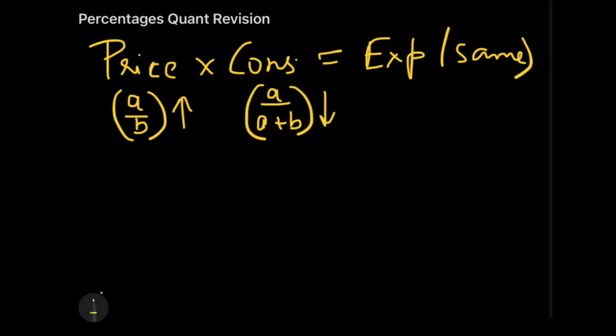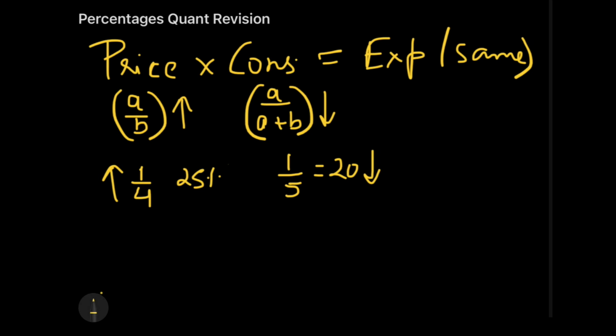For an instance, if the price increases by 1 by 4, that is 25%, then by how much should I reduce my consumption so that the expenses remain the same? A is 1 and B is 4, so that means 1 by 1 plus 4, that is 1 by 5, which is equivalent to 20% decrease in the consumption. Can you get this right now? So a 25% increase in the price leads to a 20% decrease in the quantity or consumption to keep the expenses constant.